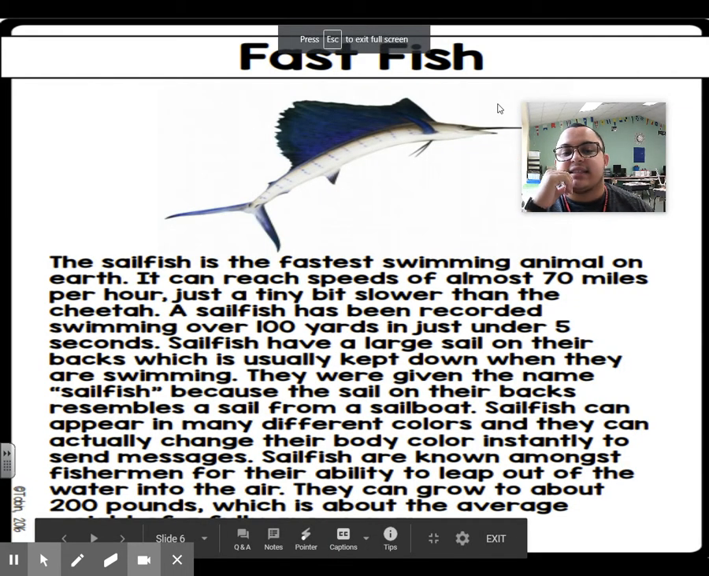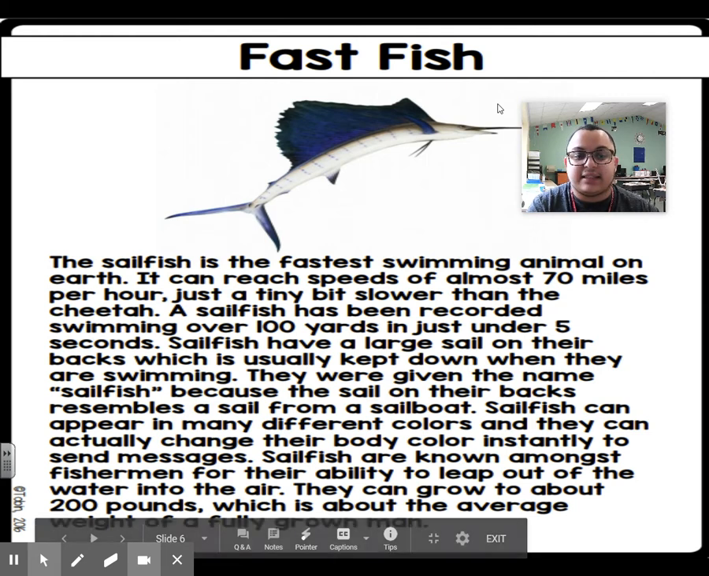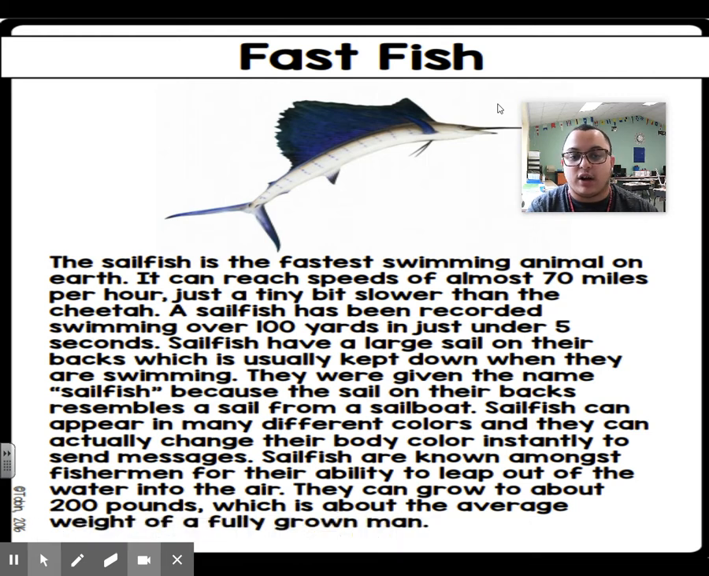So, the sailfish is the fastest swimming animal on Earth. All right, so we just read about the fastest land animal. Now we're reading about the fastest swimming animal. So it can reach about 70 miles per hour.